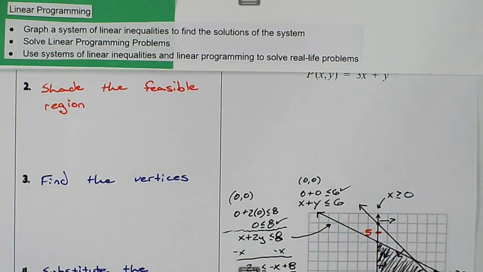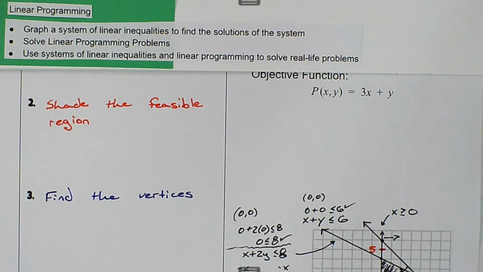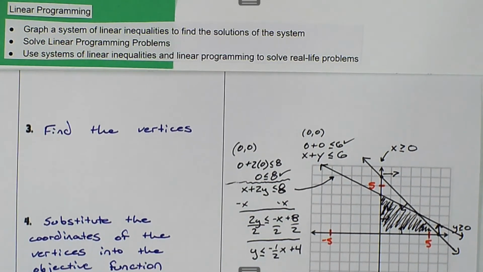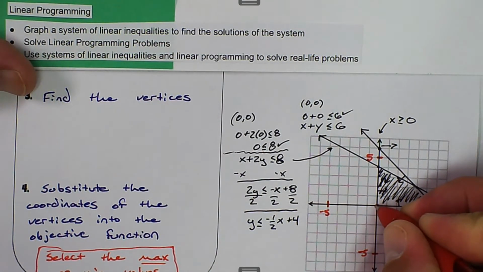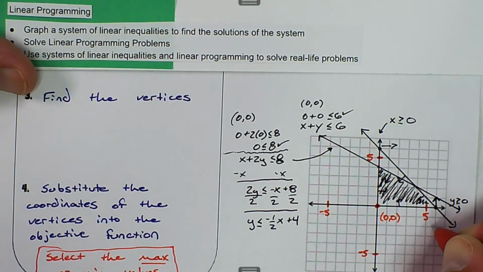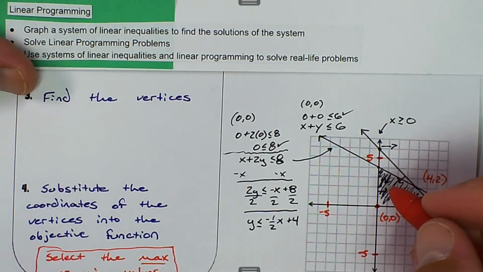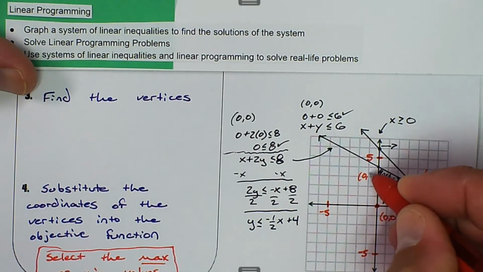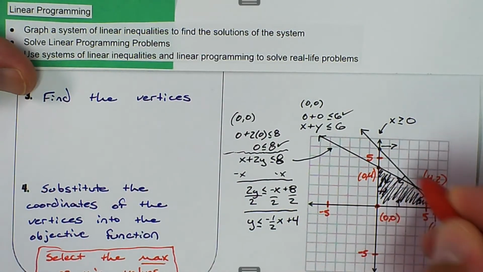So our first 2 steps are done. First step is graph the constraints. We did that. Second step, shade the feasible region. That's done. The third step is find the vertices. So we need to find the location of the vertices in here. We have 0, 0. We have 6, 0. We have 4, 2. And we have 0, 4.